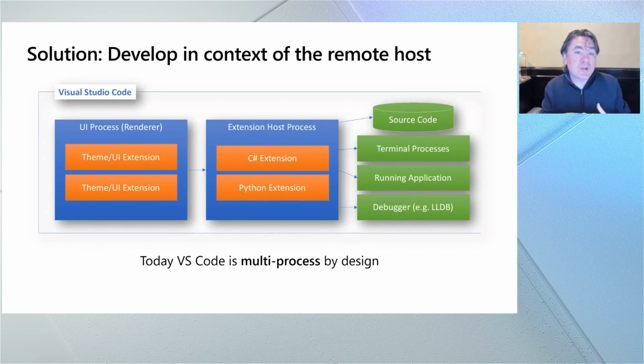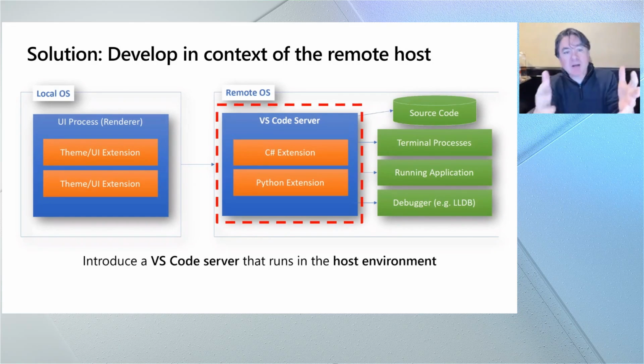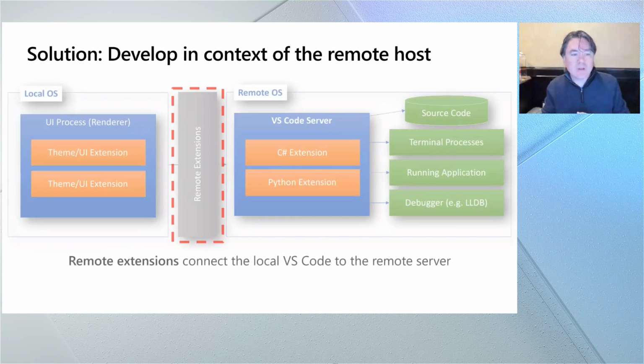So this architecture works well for us today on the desktop, but it also turns out to work well for the remote case. So what we did is we put a box around the extension host process, and we called it the VS Code server. And we formalized the communication between the local operating system or the local version of VS Code and then the remote version. And because VS Code runs multi-platform, the VS Code server can run on a different operating system than what the client is running on. So I can run on Windows connected to something that's running in Linux. And the magic of it all really comes with what we call the remote extensions.